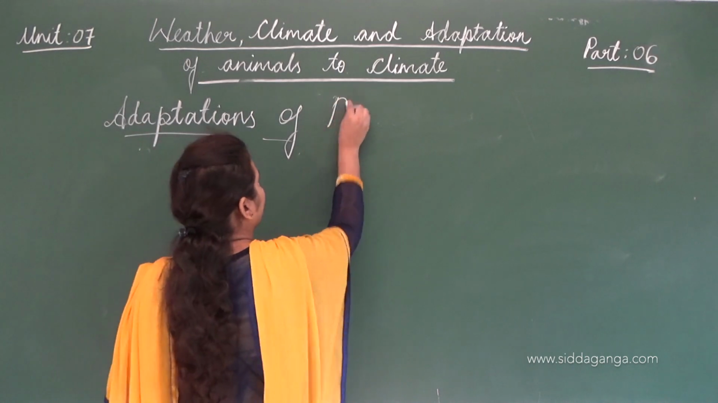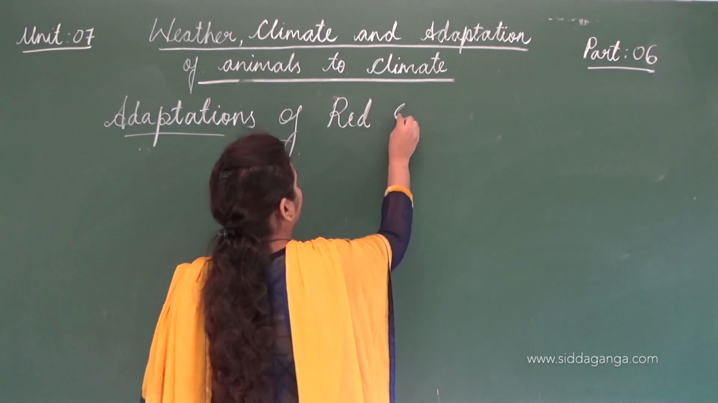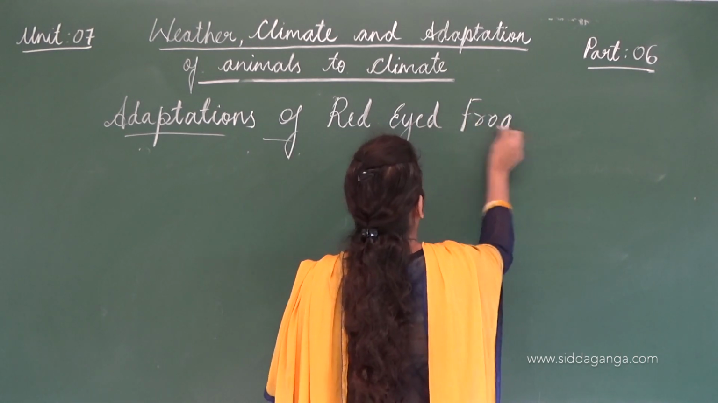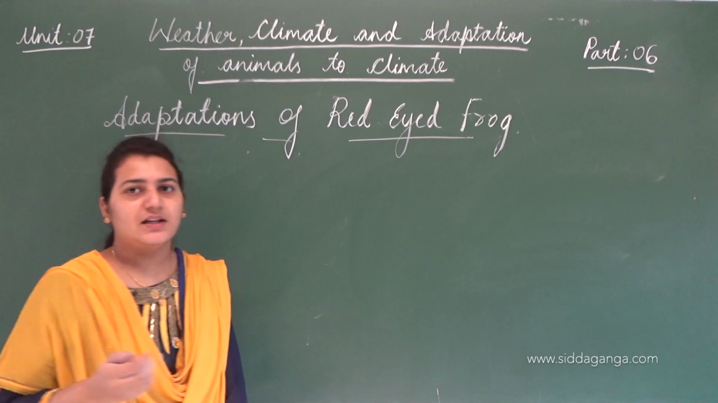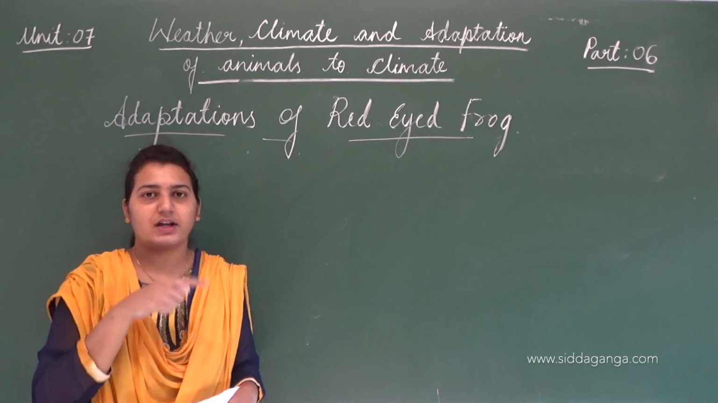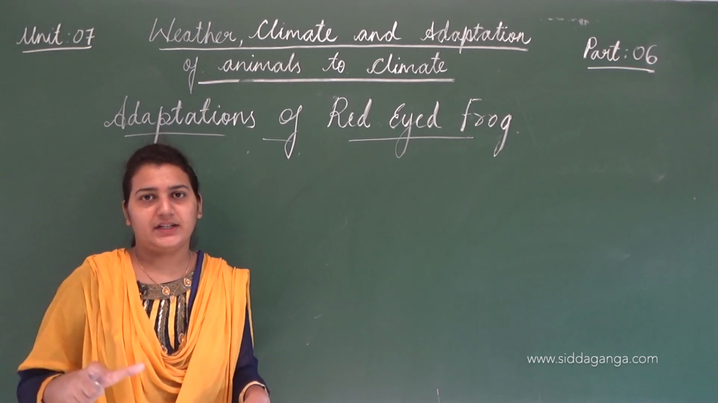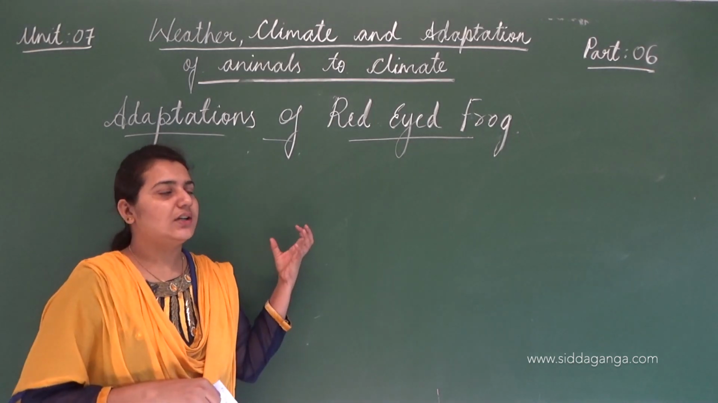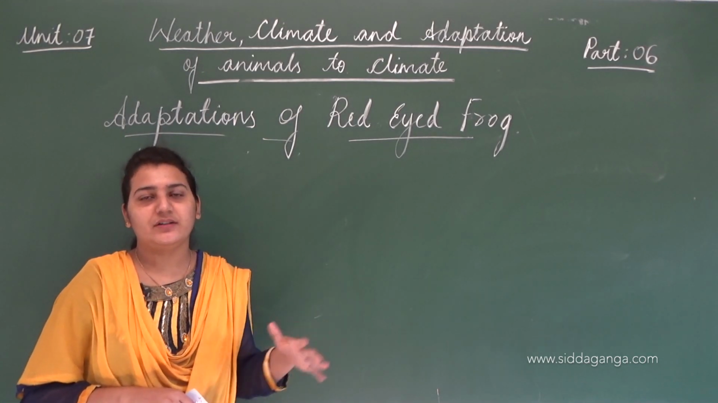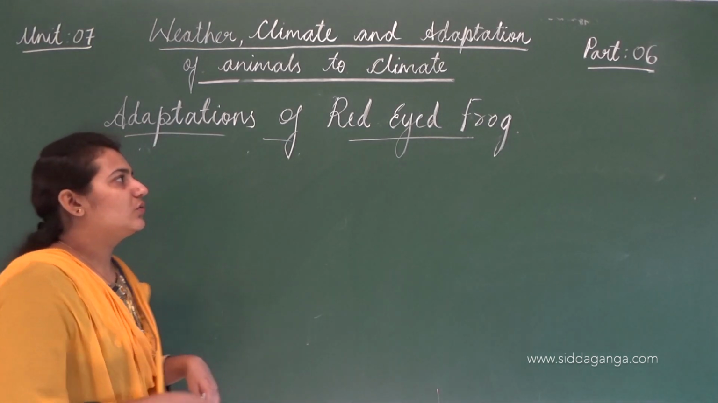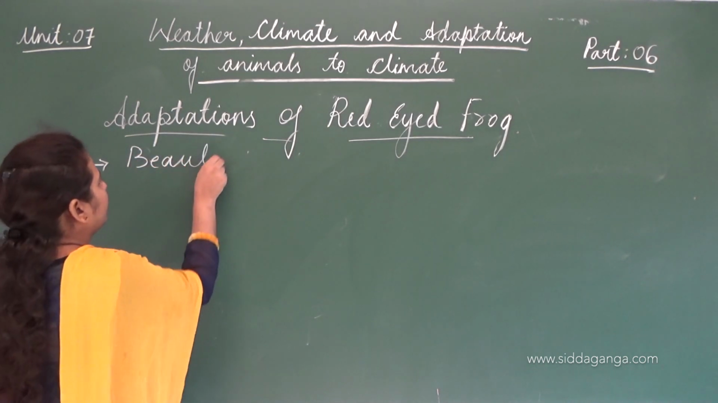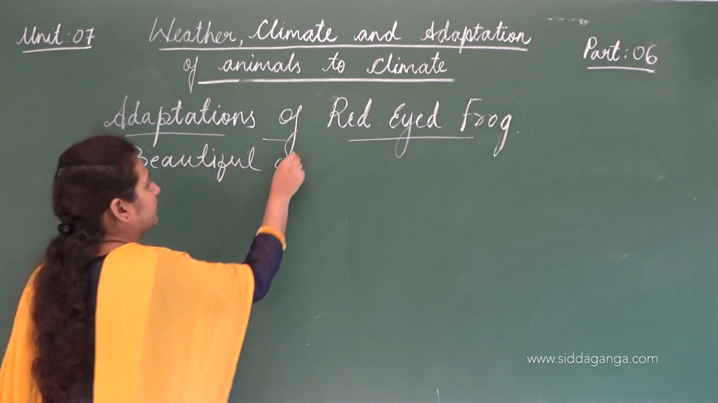Okay, now let us see the adaptations of one more animal, the red-eyed frog. As the name says, the eye color, or the surrounding of the eye, is visibly very red in color. Not only the eyes, even the body of these frogs is very beautiful and in very different colors. So it has a red eye and it is found in very beautiful, different colors.